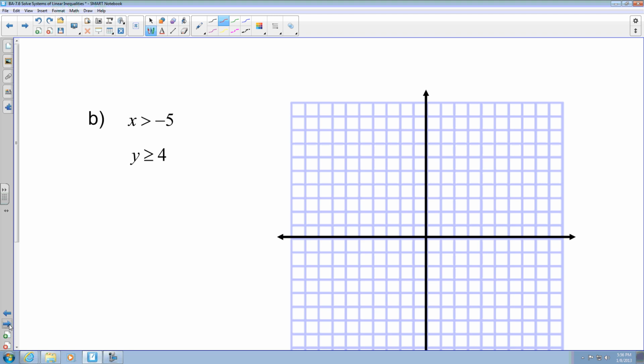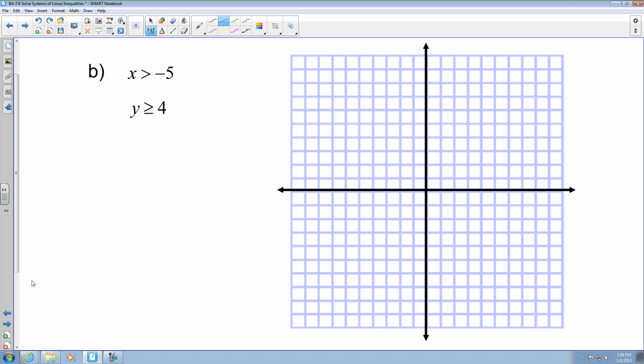All right, I got two more systems. I have x is greater than negative 5, and I have y is greater than or equal to 4. So when dealing with, say, x is greater than negative 5, I realize that it is going to be a vertical line, and it touches where x is at negative 5, and because it is a greater than sign, it is going to be a dashed line.